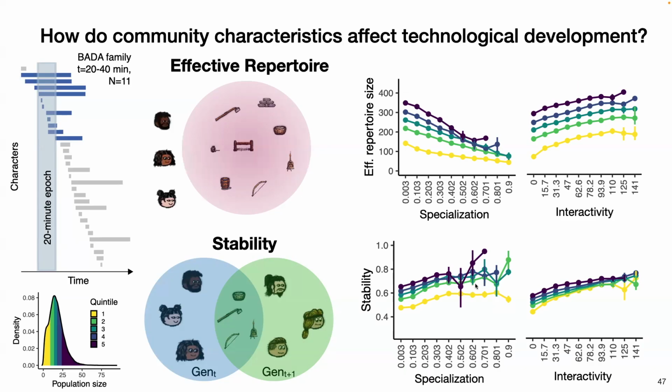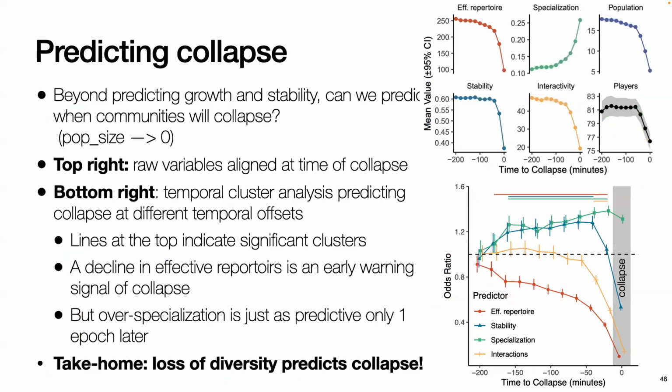Now, beyond only predicting technological developments, we also want to predict what types of factors influence the eventual collapse of these communities. So can we try and predict when these communities will collapse, when the population size will go to zero? We control for a whole range of factors, including what time of day people play, etc. And these are the raw variables that we're interested in analyzing.